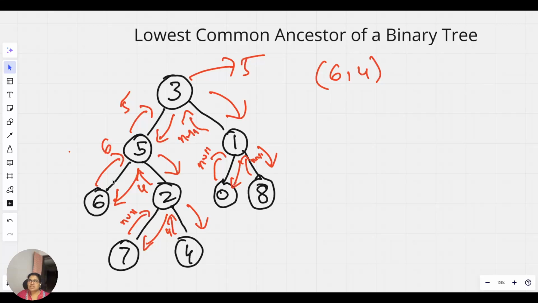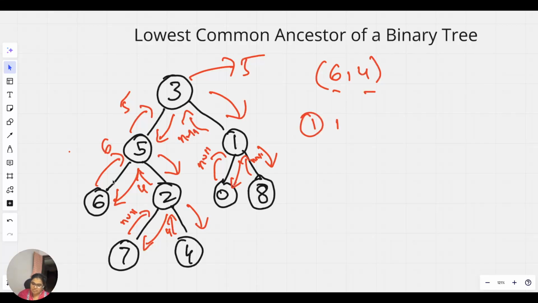So what we are saying is we will traverse the tree looking for either P or Q, which is 6 or 4 in this example. And as soon as we find one of them, we will return that. If we don't find anything, we'll just return null. If we find both of them on the left and right, that means that node is the common ancestor. We will return that. So there are a few cases here.